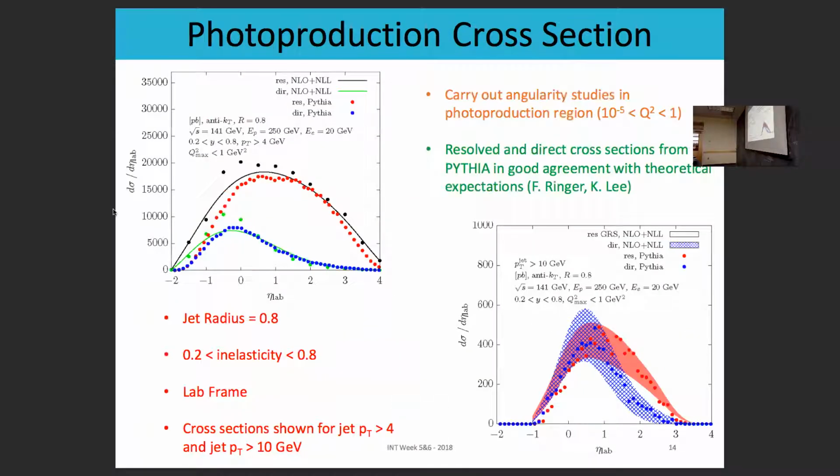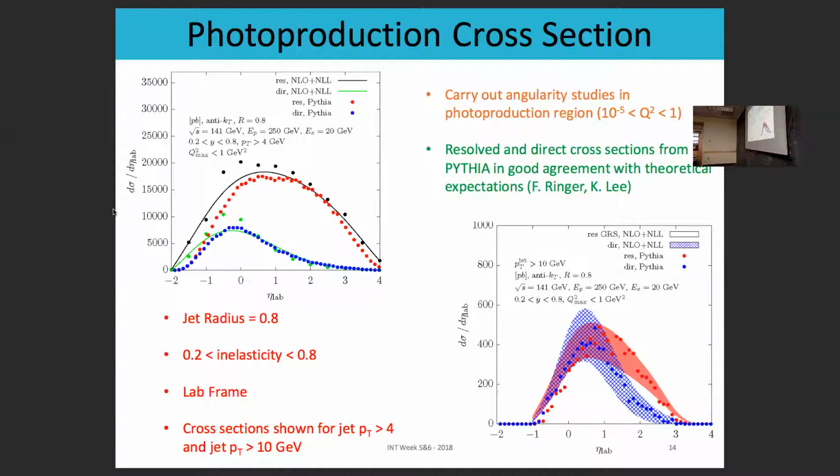So I'm going to change around my cuts and my region a little bit. I'll just mention now we're going to be working in the photoproduction regime because there were some numeric considerations that made it easier to do these calculations. So that's just where we've started. So now we've moved to the photoproduction region.